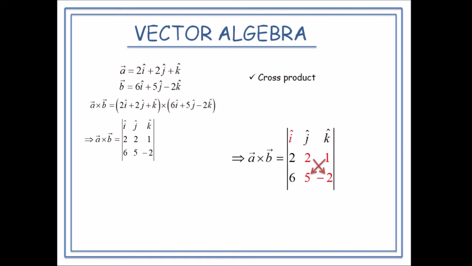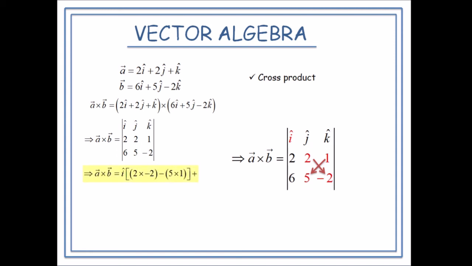We can see that if we consider i cap, then we will ignore the horizontal and vertical line of i cap only. I repeat, we will ignore only the vertical and horizontal lines of i cap, and the remaining numbers will be 2, 1, 5, minus 2. So what we are going to do, we will multiply 2 and minus 2 with each other and 5 and 1 with each other, and we will subtract 2 into minus 2 and 5 into 1.